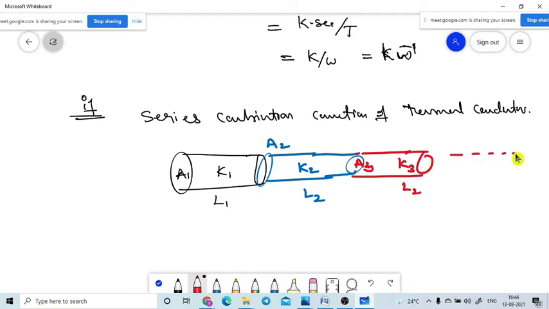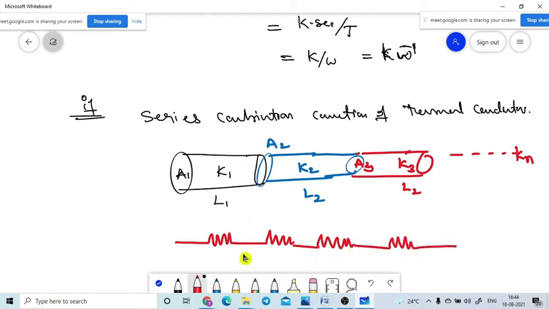Like this it is continuously going. The materials are connected in the series manner. So it is similar to electric resistance, where the resistors are connected in the series manner. Here the electric resistance is R, R1, R2, R3, R4, and so on, and the resistors are connected in the series manner.